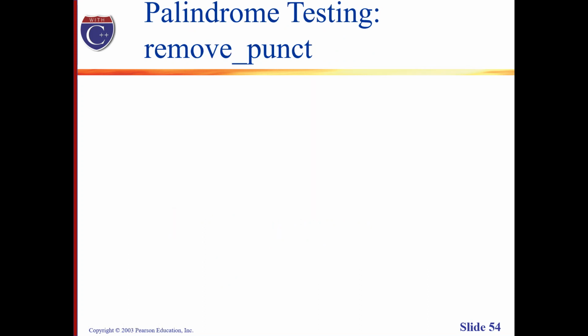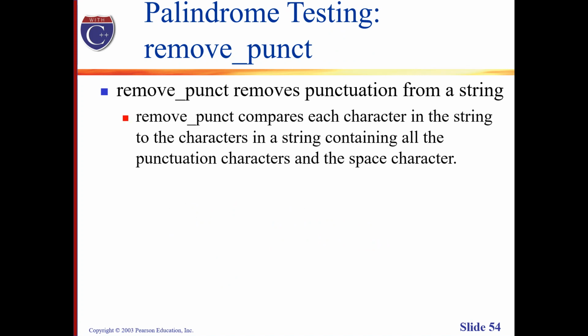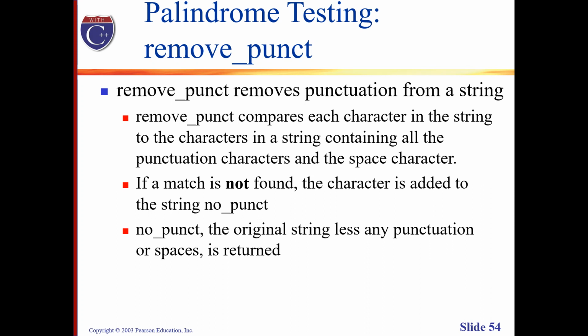And for our example, we have the following function, removePunct. What it does is, of course, remove punctuation from a string, since we are only concerned about extracting alphabets from the input. The removePunct function compares each character in the string to the characters in a string containing all the punctuation characters and the space character. If a match is not found, the character is added to the string noPunct. Then the original string, less any punctuation or space, is returned.